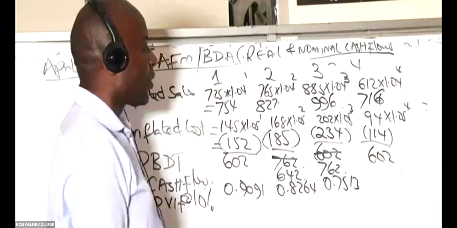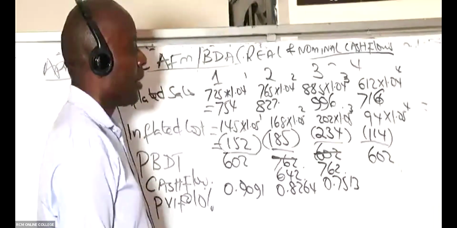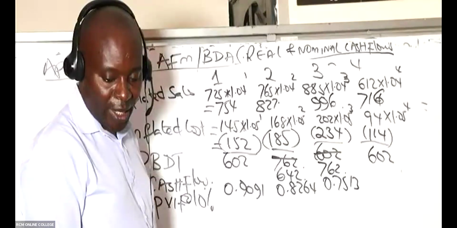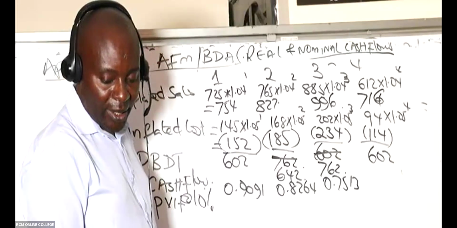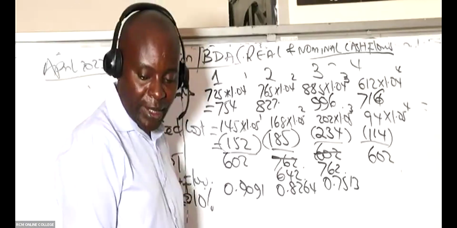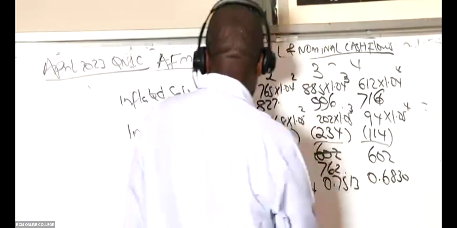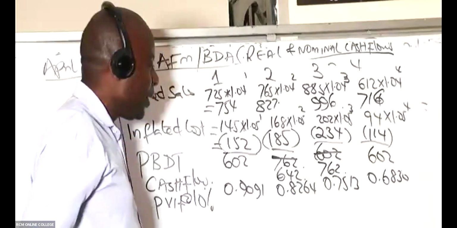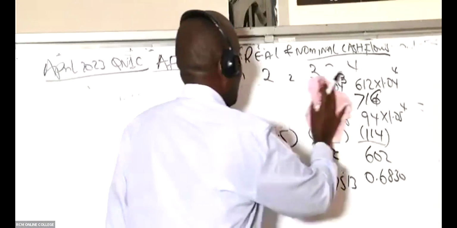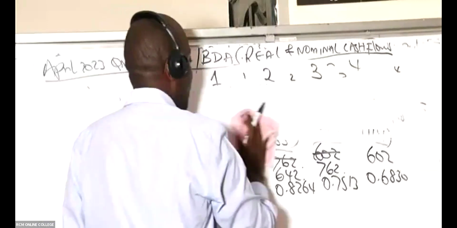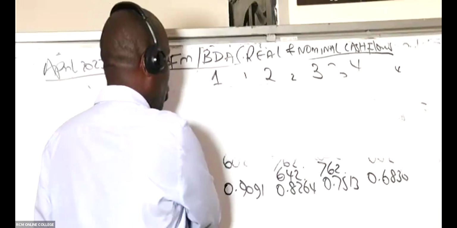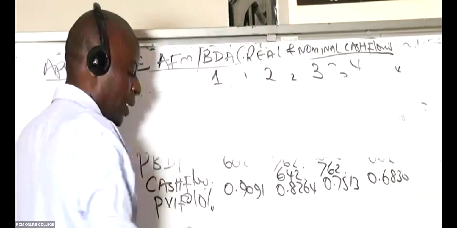The last one, fourth year: 0.6830. So now I would want you to multiply and write down there. For me, I've limited the space here. So I would want you guys to go ahead and give me the total present values.